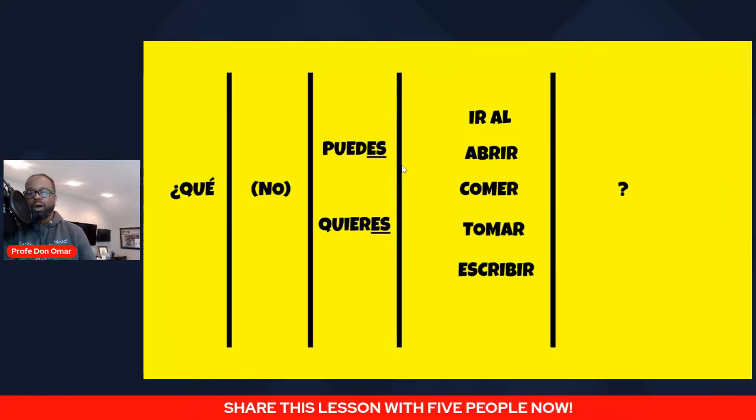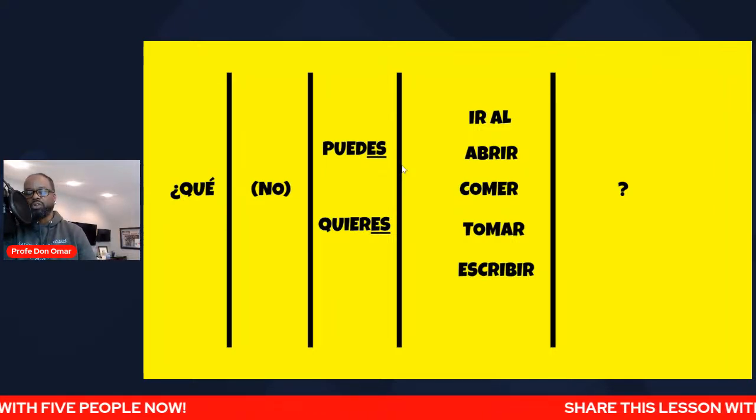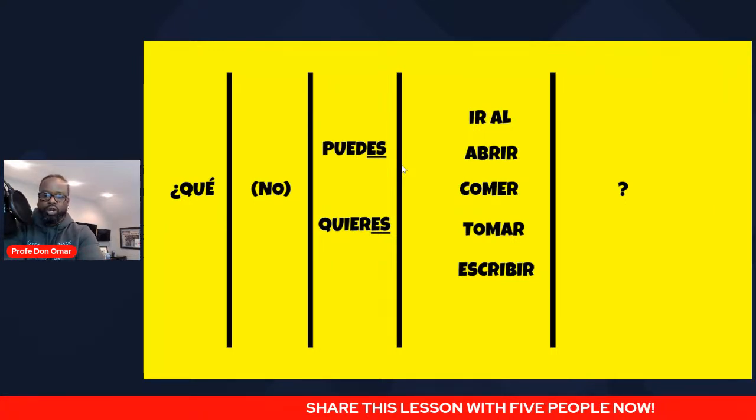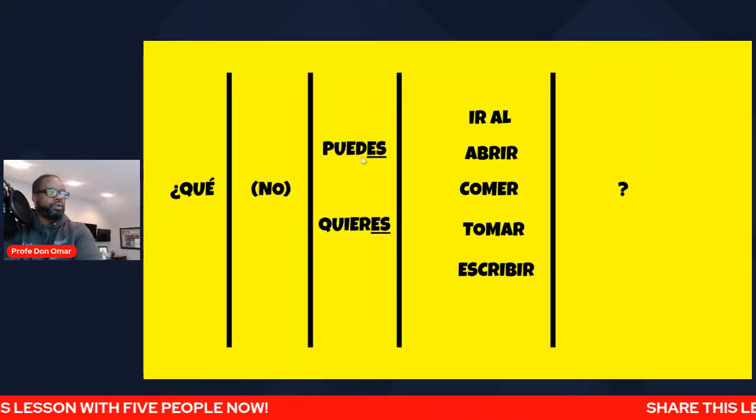Or we would also use another way, or we could also use libras, right? Which would be pounds, right? Or in other words, we're talking about weight. All right. So let's take a look here. Okay. Blank. You can use no. It's an option here. All right.